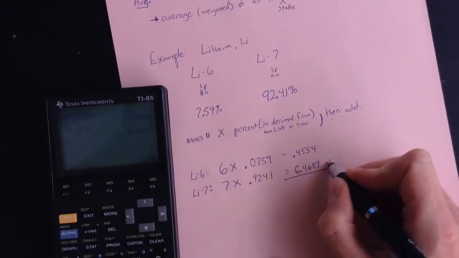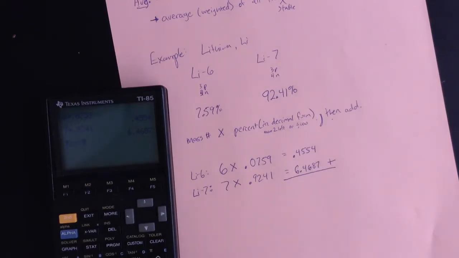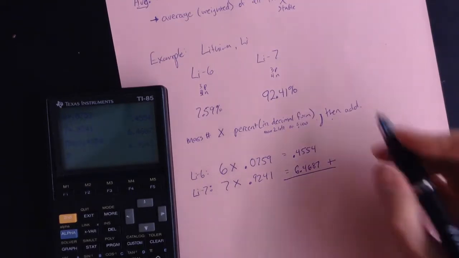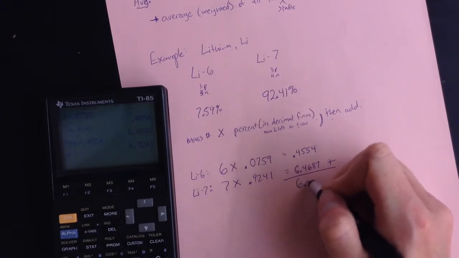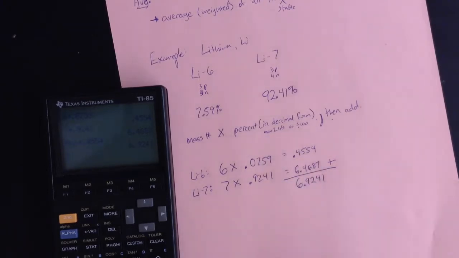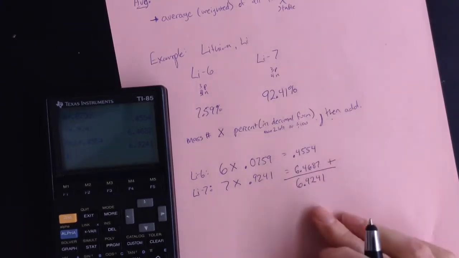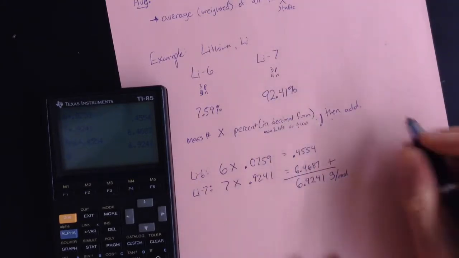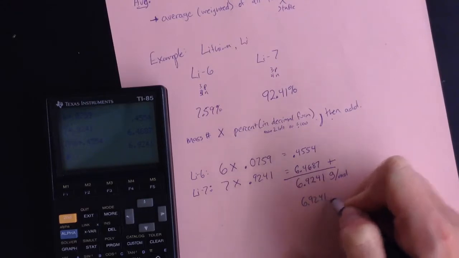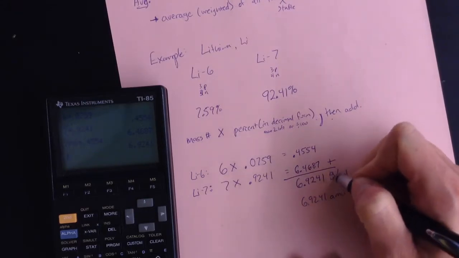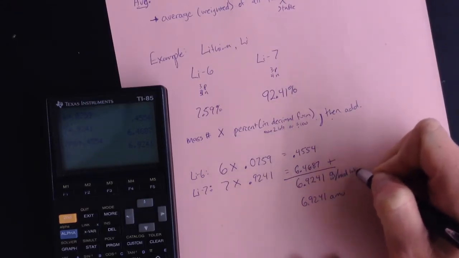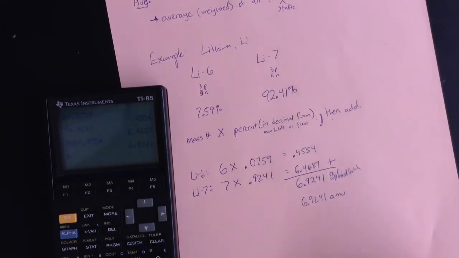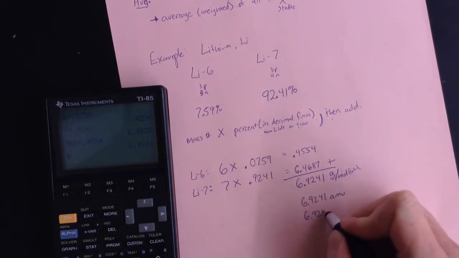And now I'm at the point where I'm going to add them. So I'm going to put a little bar here and a plus sign, and I'm just going to add those up in my calculator. You can do it by hand too. So I get 6.9241. Now the unit for this is grams per mole, or 6.9241 AMU. This is a little bit more useful later. This is AMU. Sometimes people just put the U on there.